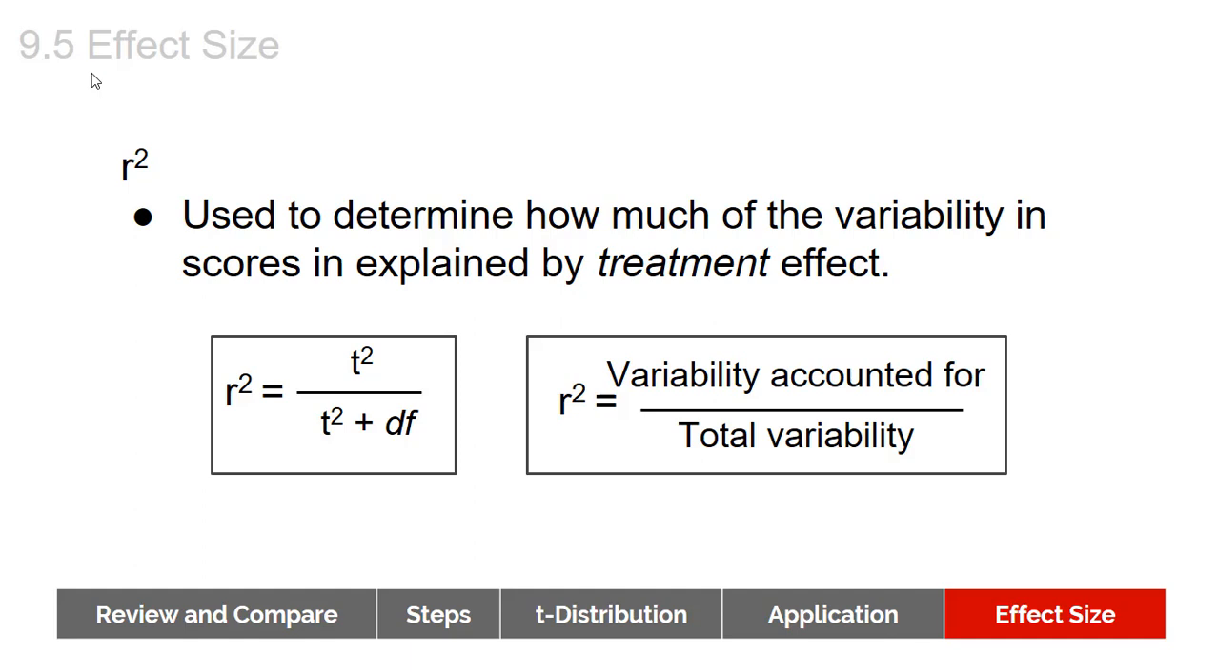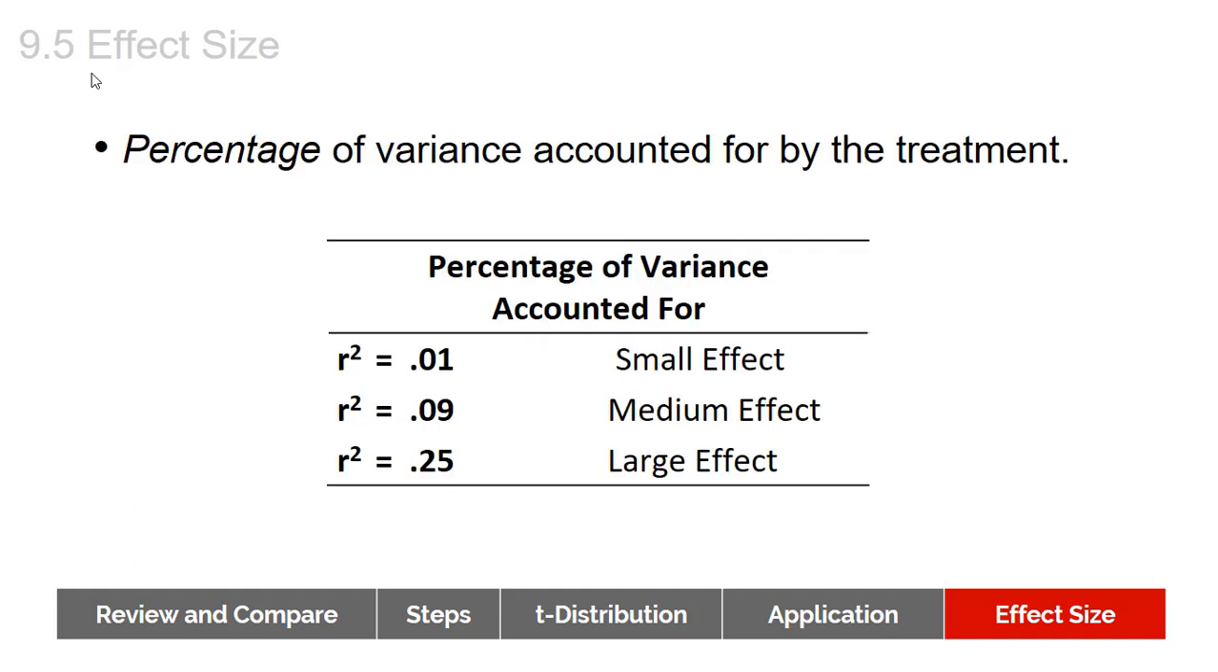What that gives us is a ratio of the variability that's accounted for by the independent variable divided by all the variability. In other words, how much of the variability in scores is explained by the treatment effect. So this is another way of explaining effect size. When we are using R squared, we do have some different percentages: 0.01 is a small effect, 0.09 is a medium effect, and 0.25 is a large effect.